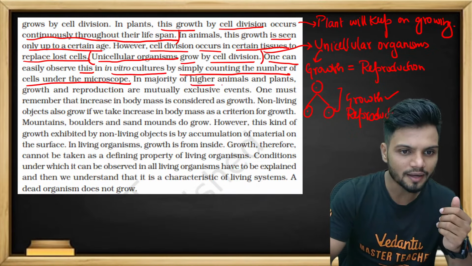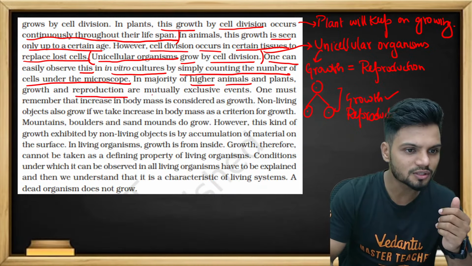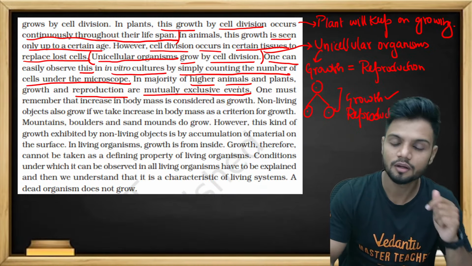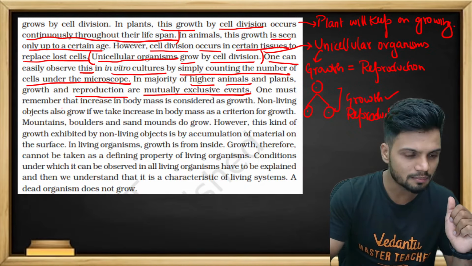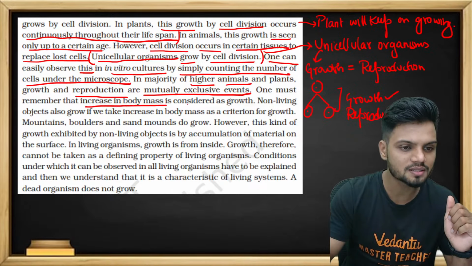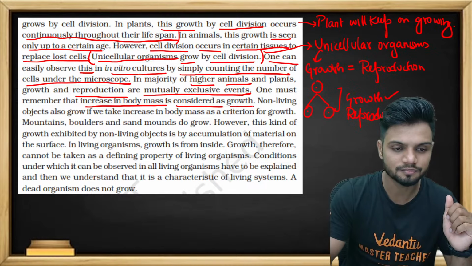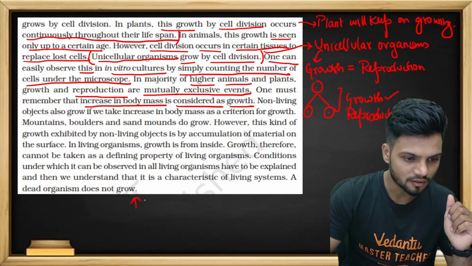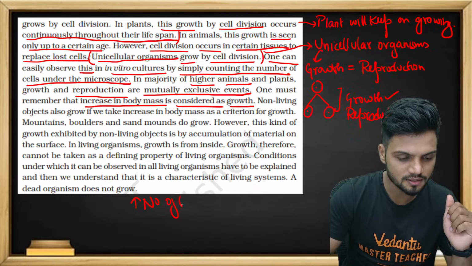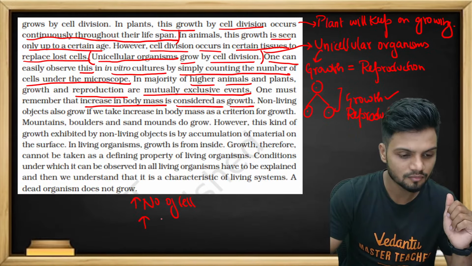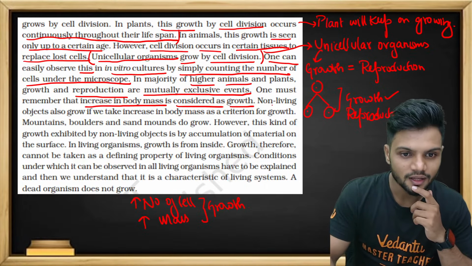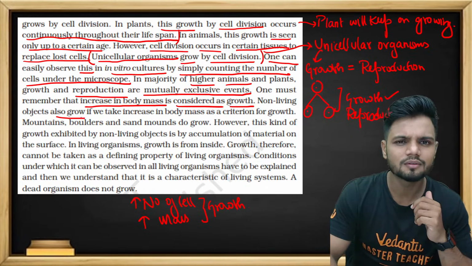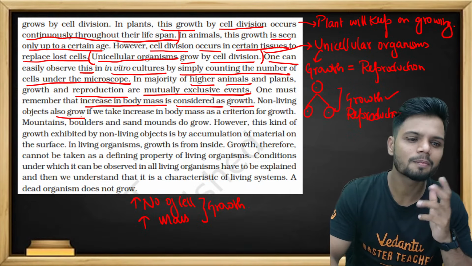In the majority of higher animals and plants, growth and reproduction are mutually exclusive events. Growth is separate, reproduction is separate in the case of higher plants and higher animals. One must remember that increase in body mass is considered as growth. So increase in number of cells and increase in mass, both of them can be called growth. Non-living objects also grow. Let me tell you how.